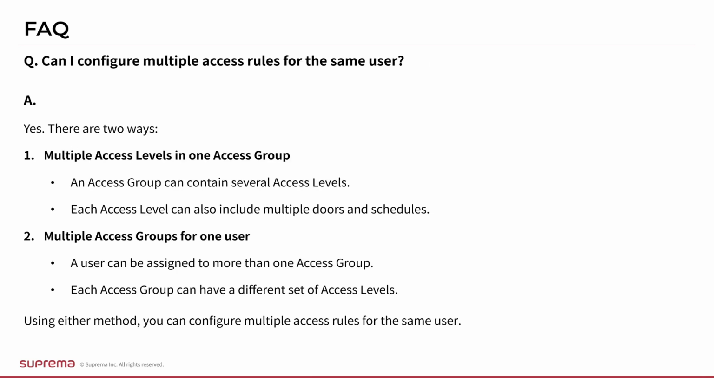The next question is, can I configure multiple access rules for the same user? Yes, there are 2 ways. First, add multiple access levels to one access group. Each access level can have its own schedule and doors. Second, assign multiple access groups to the same user. Each group can have a different set of access levels and schedules. Using these 2 methods, a single user can have multiple access rules.